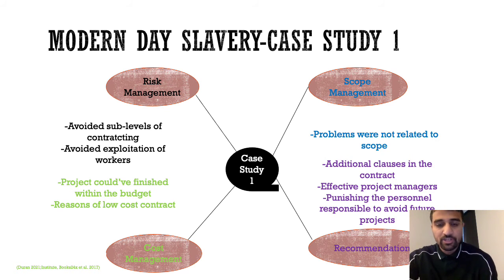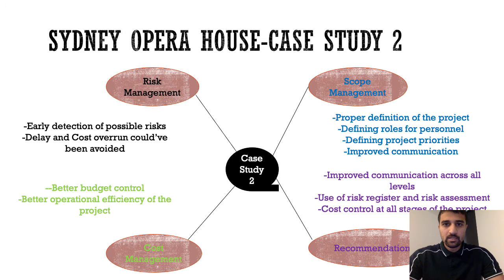So the recommendations would be to either add additional clauses in the contract or hire effective project managers in the future. Or the last one would be to somehow punish the current project managers that were responsible for this whole project so this whole scenario doesn't happen again. So the second case study is Sydney Opera House. For this one, the two major aspect areas that are actually relatable or would have provided major benefits would be scope management and risk management.